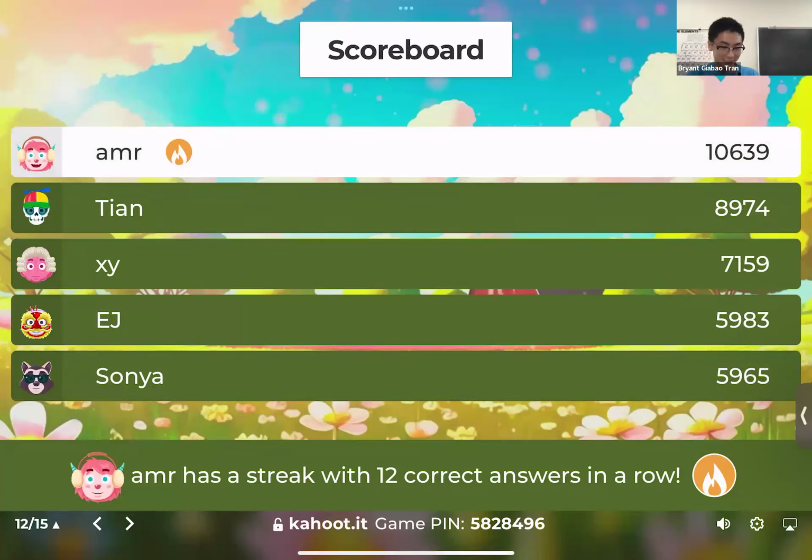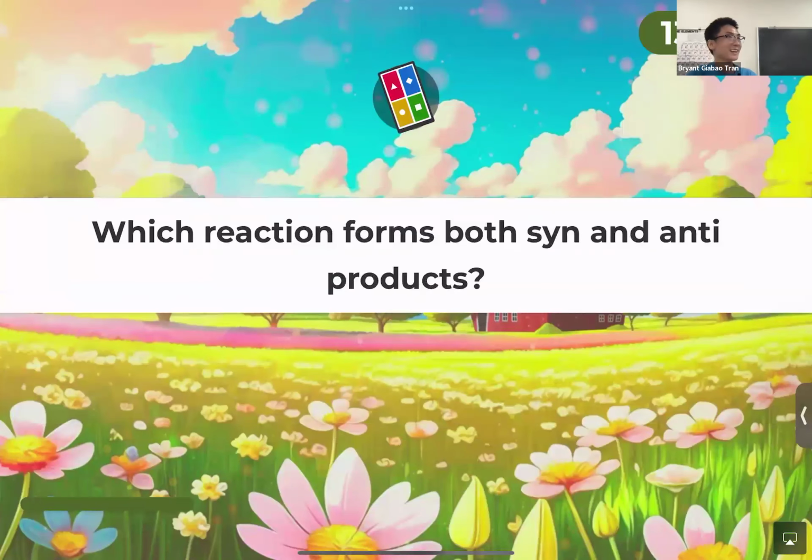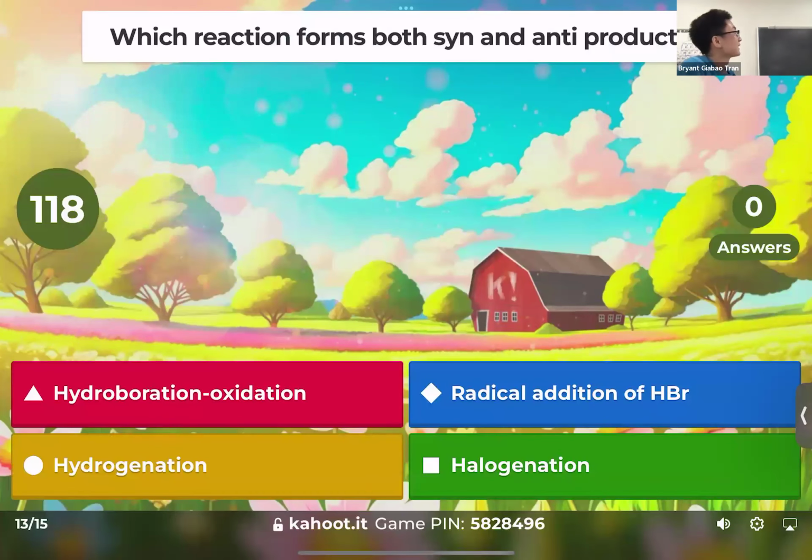Okay, now vocab. This one requires you to know about the mechanism of these reactions, like the intermediate, what kind of thing is formed in between the reactant and product.